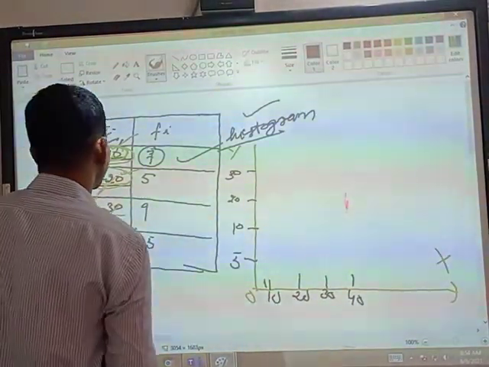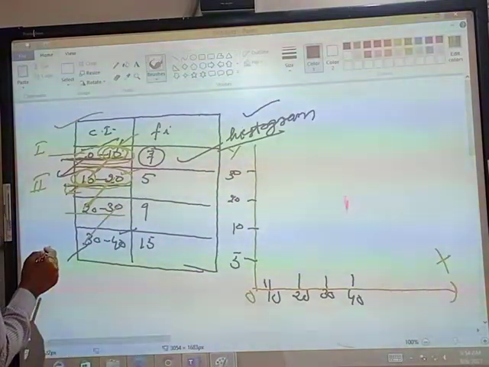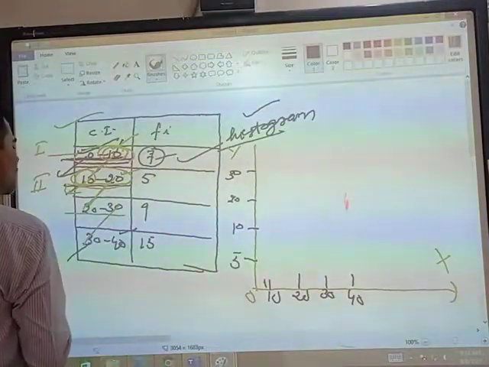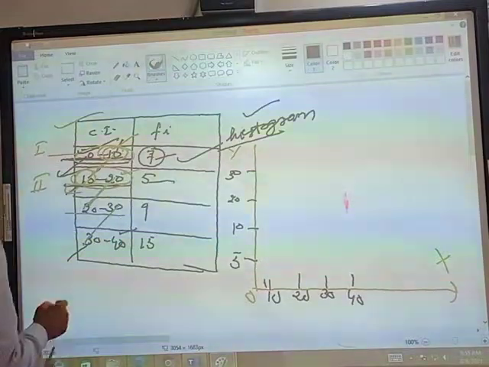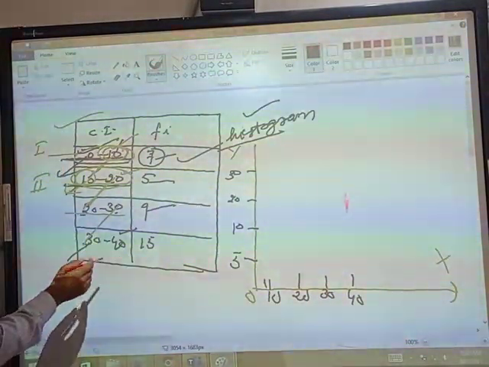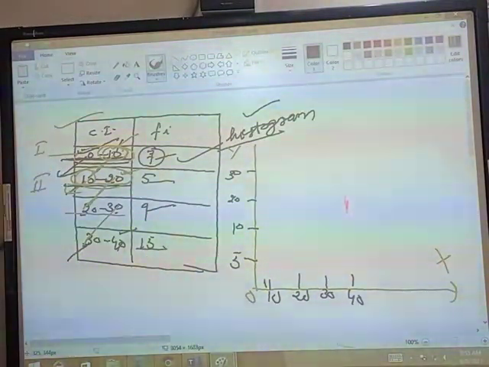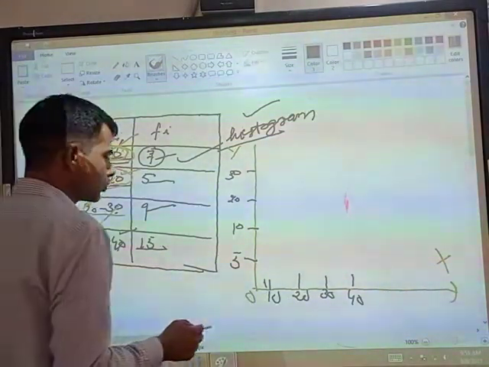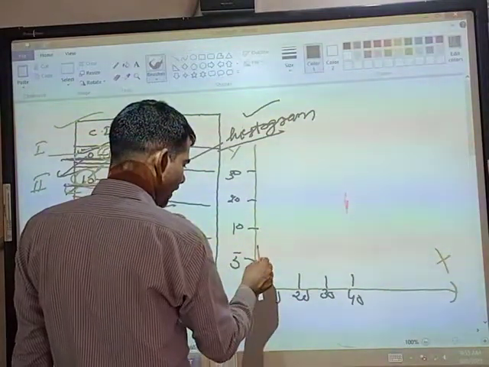It is given in the data. The number of students who got marks from 0 to 10 is 7 students. The number of students who got marks 10 to 20 is 5 students. The number of students who got marks 20 to 30 is 9 students. The number of students who got marks 30 to 40 is 15 students. Okay. Now the number of students who got marks 0 to 10 is 7 students. That is 5, 6 and 7.